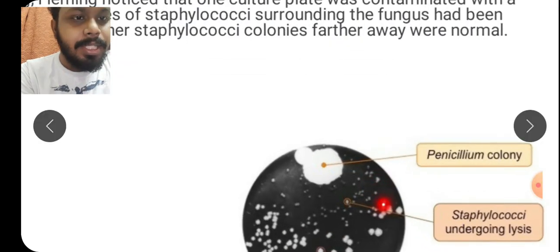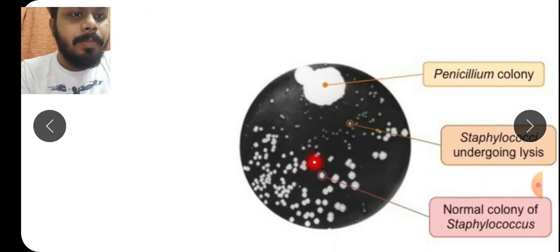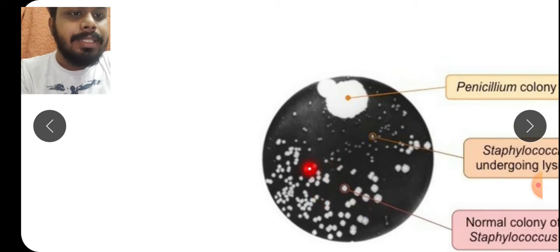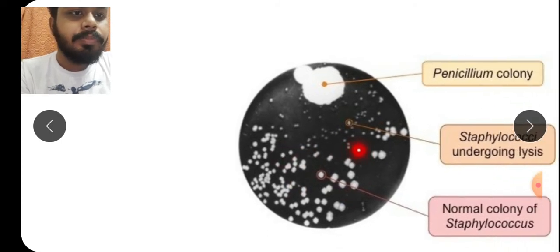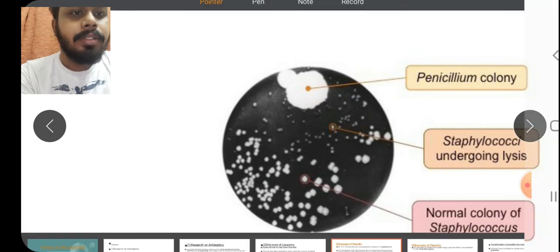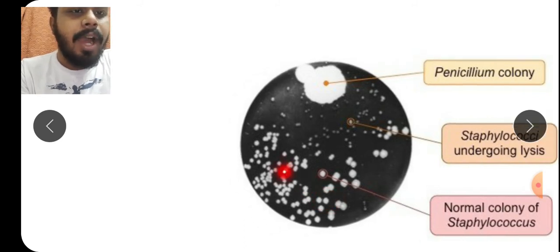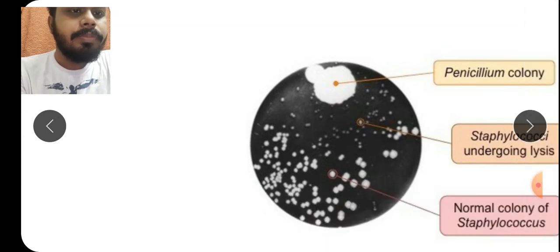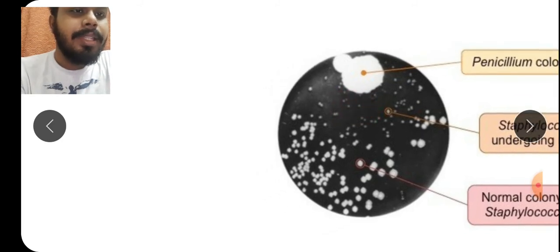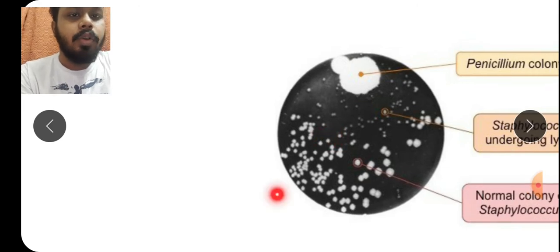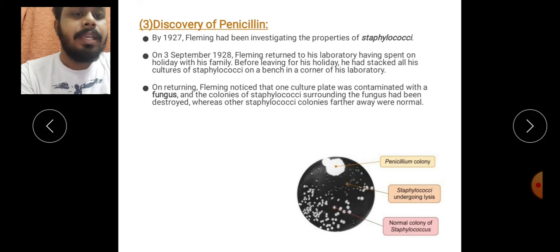Here we can see that this is the Staphylococci plate, and these colonies are the Staphylococci colonies. And this is the fungus, the fungal contamination. Here we can see that the Staphylococci colonies which are far from this fungus grow naturally, but the Staphylococci colonies which are near to this fungus are destroyed by this fungus. After observing this, he became interested in studying this fungus.